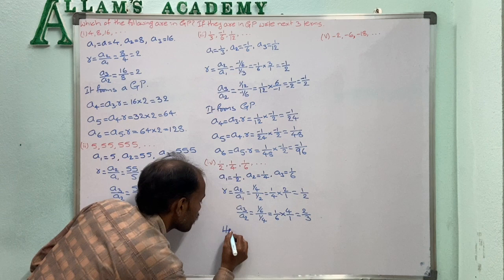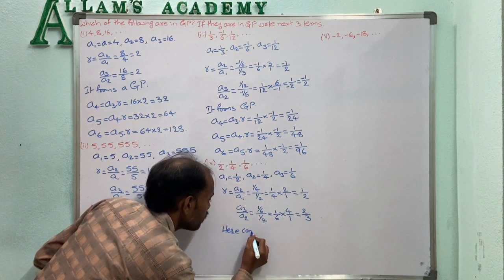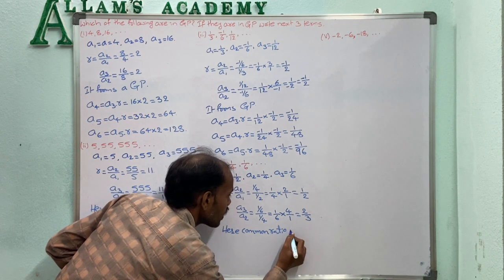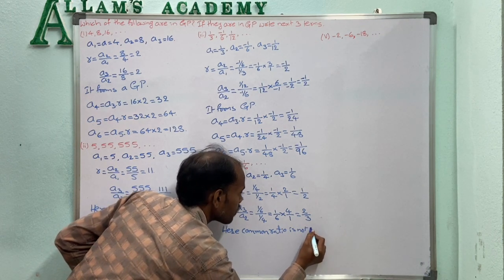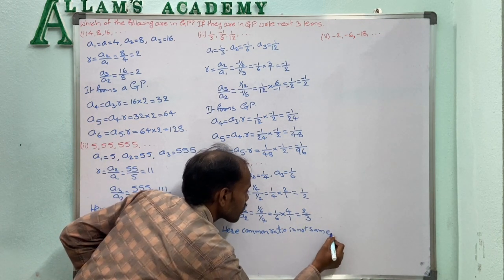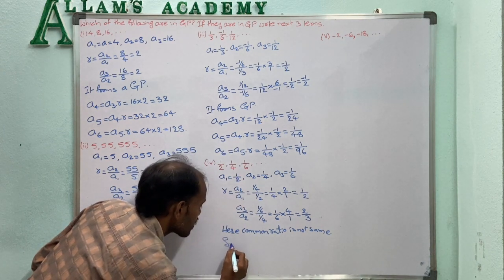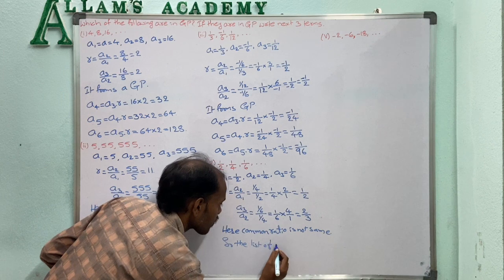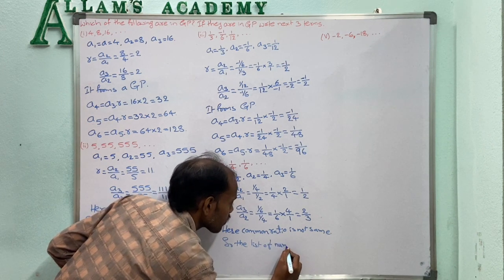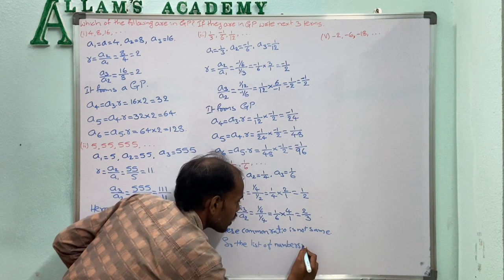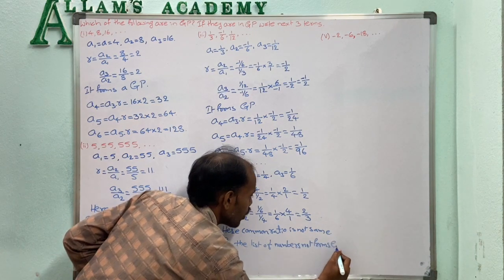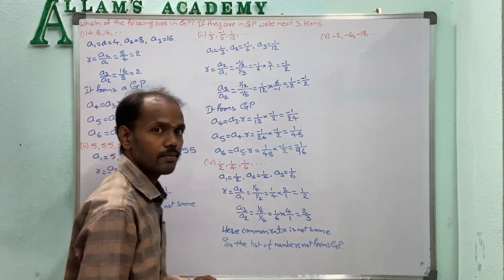So here the common ratio is not the same. So the list of numbers does not form a geometric progression.